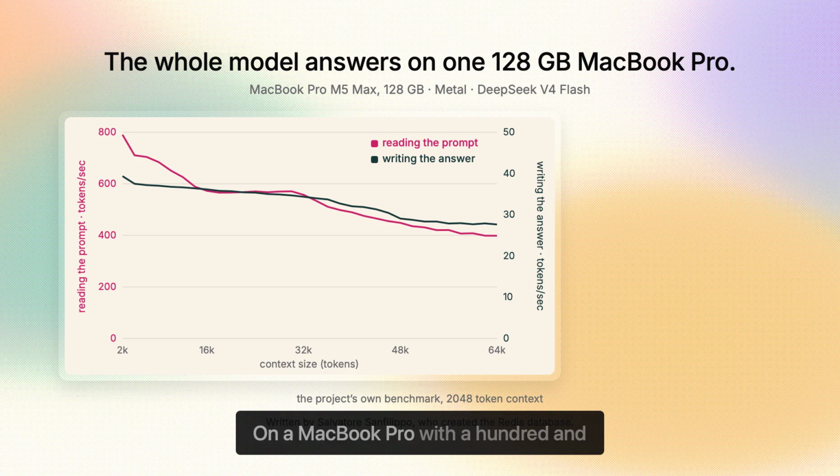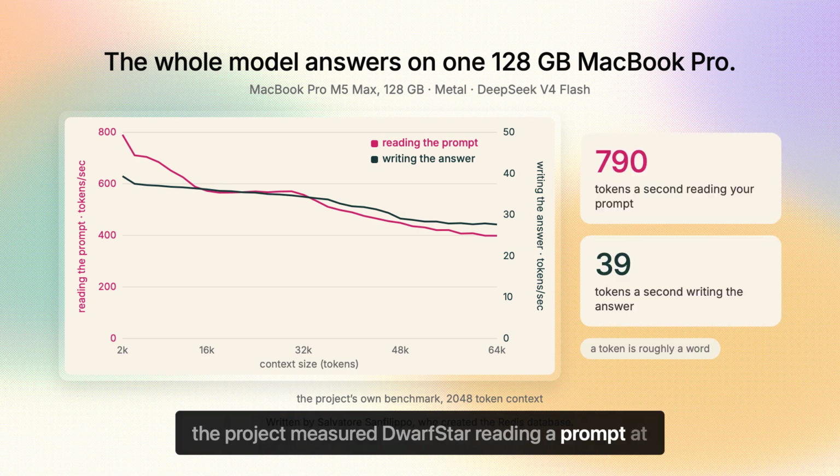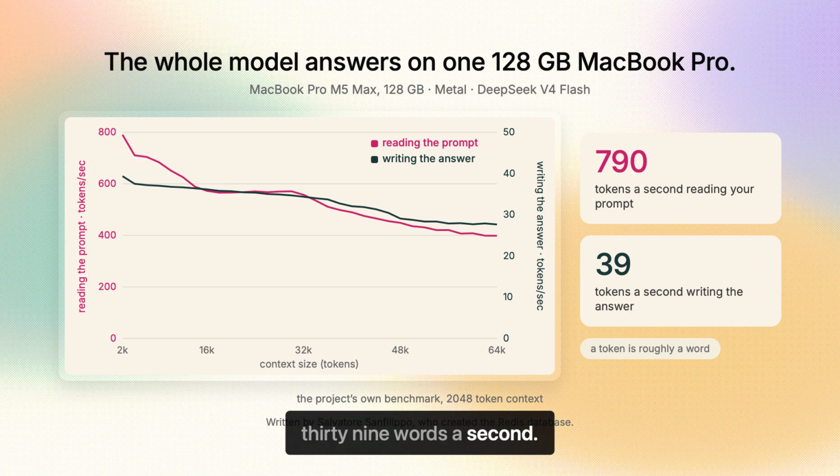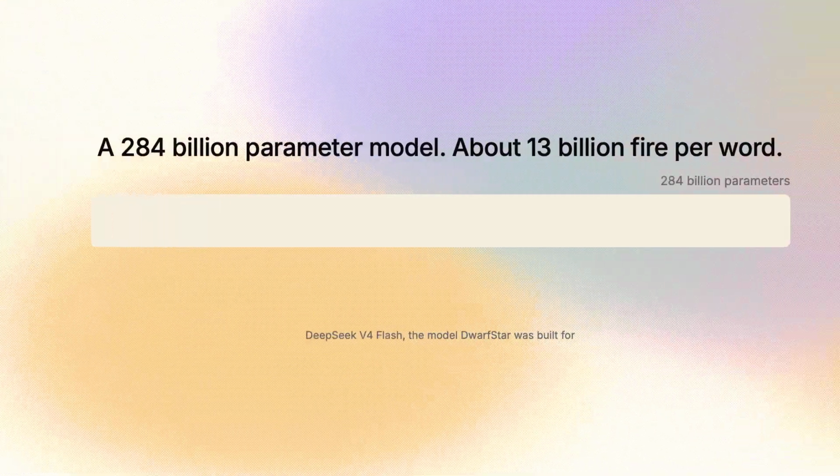On a MacBook Pro with 128 gigabytes of memory, the project measured DwarfStar reading a prompt at 790 words a second and writing the answer at 39 words a second. Your words never leave your machine. There's no bill per question.